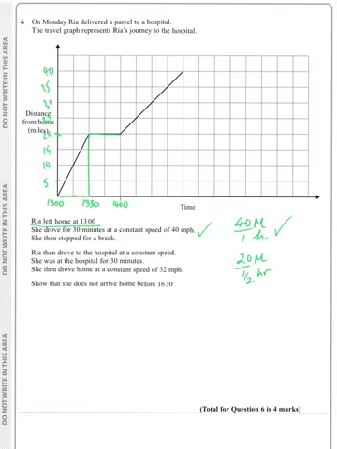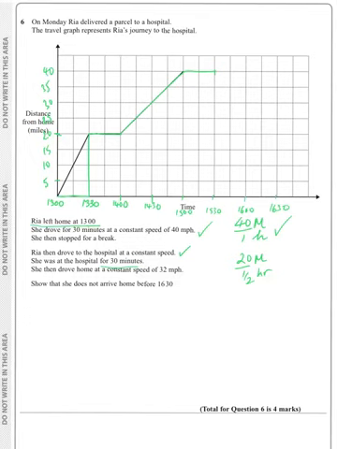Now, she was at the hospital for 30 minutes. Now, that's the important thing to look at. So Ria then drove to the hospital at a constant speed, and she was at the hospital for 30 minutes. So this part shows her journey to the hospital, and then we've got to put in another 30 minutes here. So let's look at our scale so far. So 13, 13:30, 14, 14:30, and then 15, 15:30, and then 16, and then 16:30.